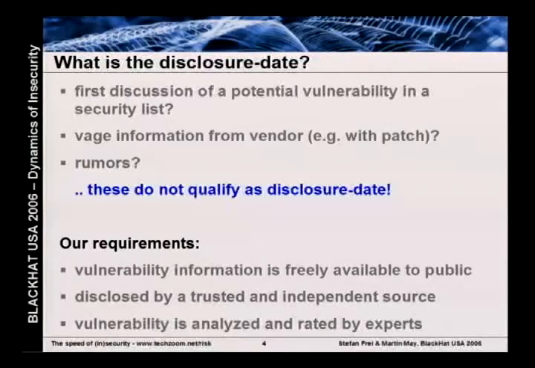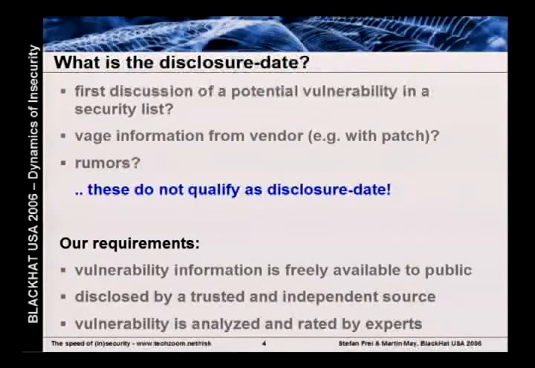So for our definition, to be accepted as a disclosure date, it has to fulfill 3 important requirements. Number 1, the information has to be made available freely to the public. So if the information is available just to a closed user group or just for payment, this does not count as the disclosure date. Then the information has to be disclosed by a trusted and independent source. Independent means if a vendor tells somebody, he's probably biased toward his own products.